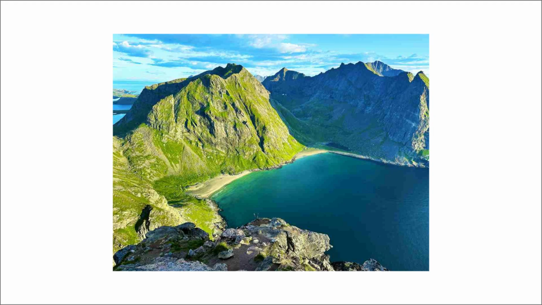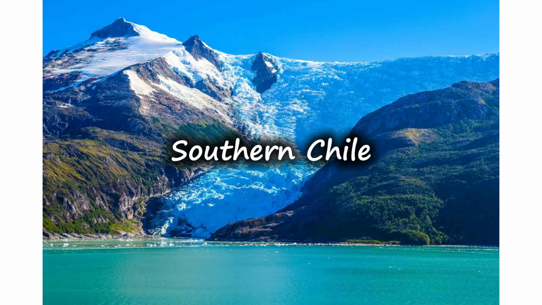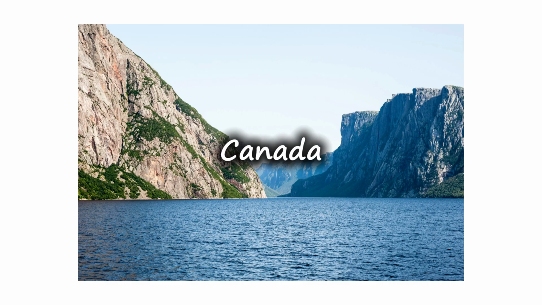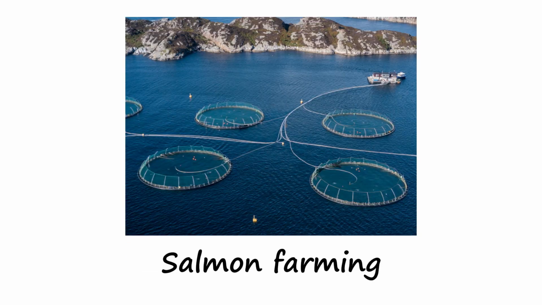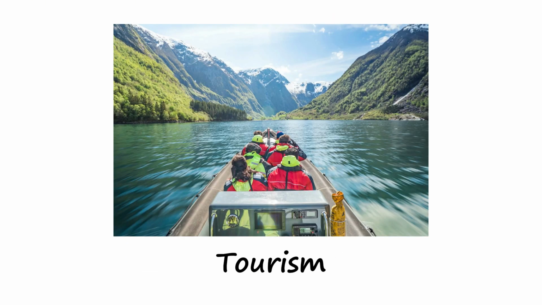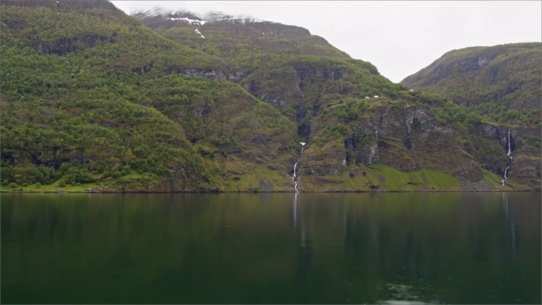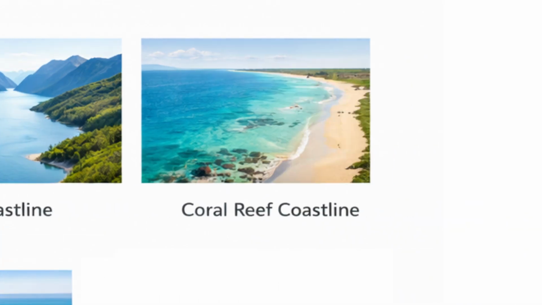Fjord coastlines are found in Norway, Iceland, Greenland, southern Chile, New Zealand's South Island, and Canada's British Columbia. They are spectacular environments with cool, calm waters sheltered from ocean swells. Salmon farming, tourism, and fishing have all developed around fjord coastlines, drawn by the protected waters and the sheer scale of the scenery.